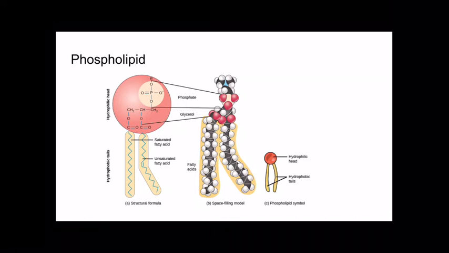Below the first 2 carbons, we see the carboxyl group. So we see an oxygen, a carbon, and then a double bond to an oxygen. So that's the carboxyl group. And then below each of the carboxyl groups, we see fatty acids. One of the fatty acids is a saturated fatty acid, and the other one is an unsaturated or monounsaturated fatty acid. Okay, so that is all very familiar. It looks just like a triglyceride, right?